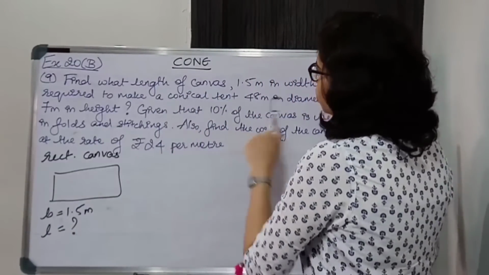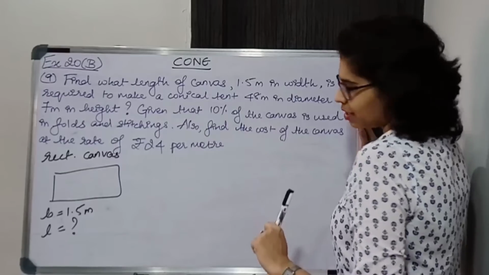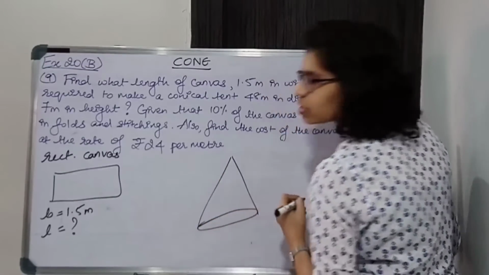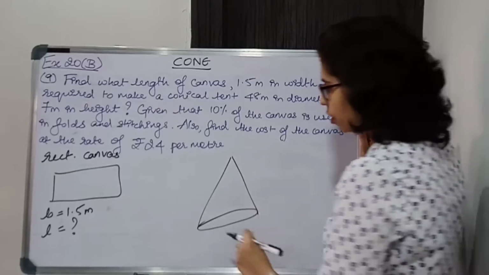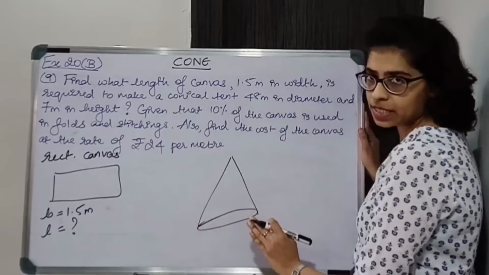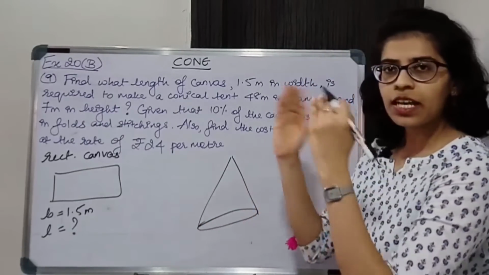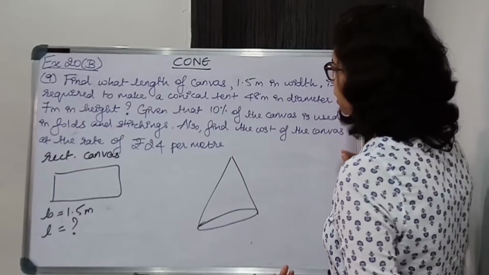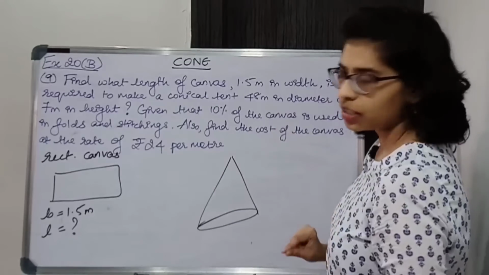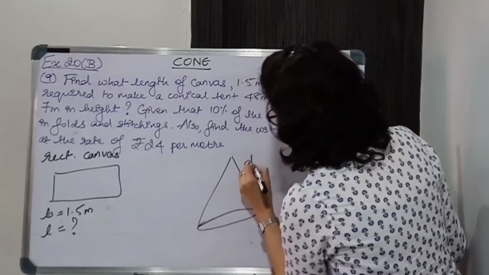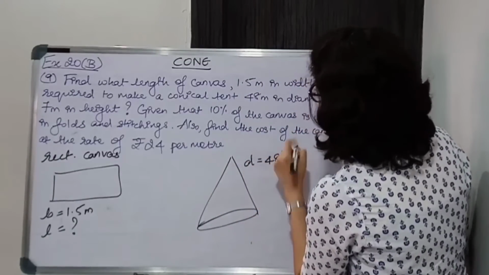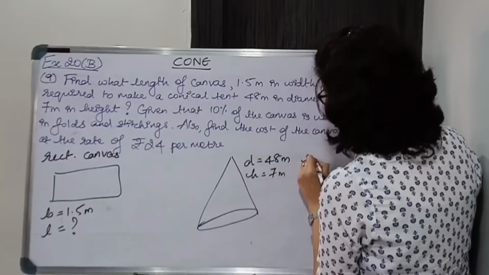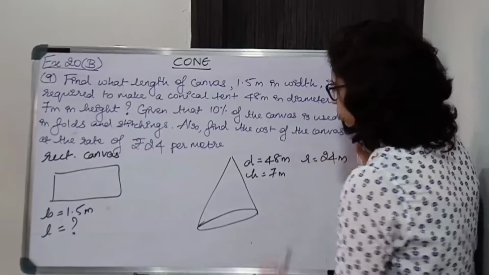It is required to make a conical tent जिसका dimensions दिया हुआ है. So there is this conical tent. Now tent में you consider only the curved surface area, not the base. ठीक है? So curved surface area में use किया जा रहा है वो. So conical tent which is 48 meters in diameter and 7 meter in height. Diameter दिया हुआ है, ठीक है? 48 मीटर और 7 मीटर हाइट है. So radius क्या हो जाएगा, 24 meter. Okay.